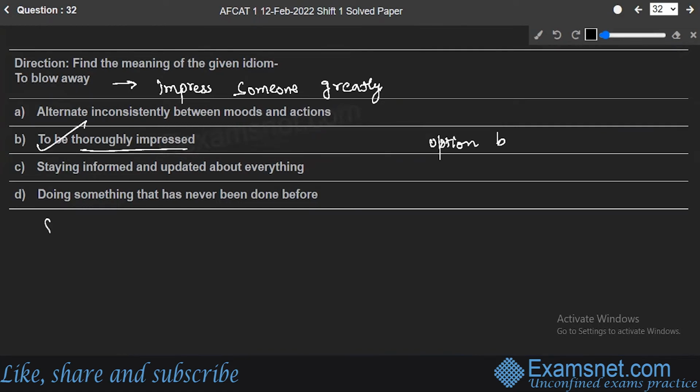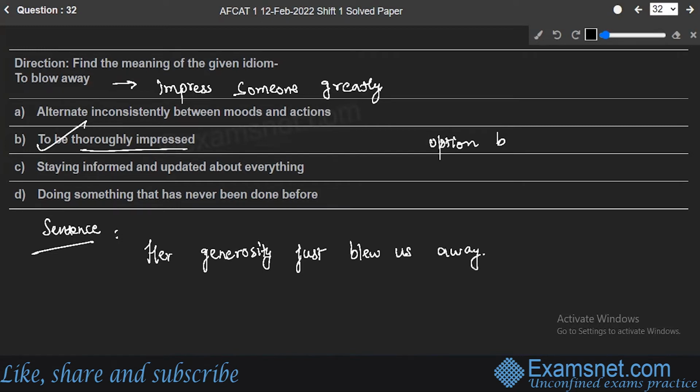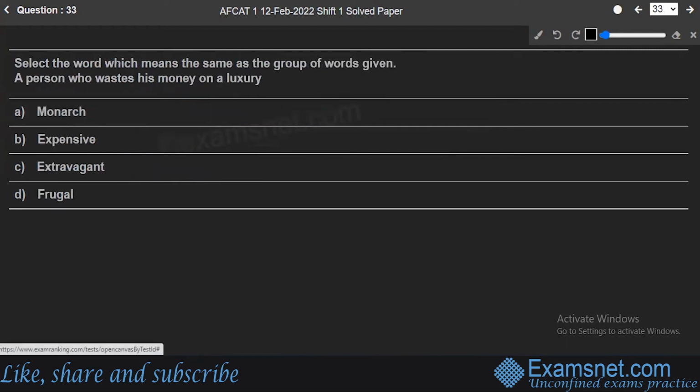This is one. Let's make a sentence to make things more clear. Her generosity just blew us away. So, hope this is clear. Let's move to the next question then. Question number 33. Select the word which means the same as the group of words given. A person who wastes his money on luxury. Monarch, expensive, extravagant, or frugal. Let's see from the given options which is the correct one.